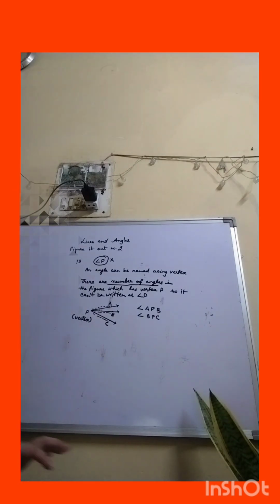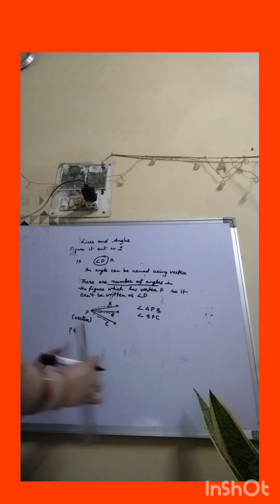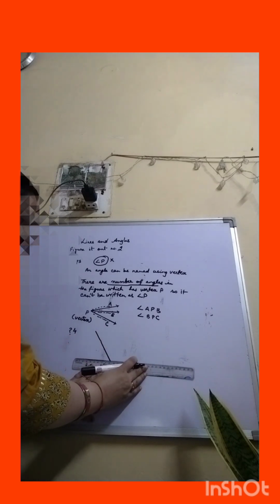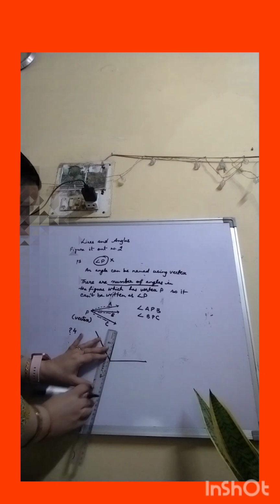Now suppose, okay, so moving on to next question. Name the angles marked in the figure. So now you have to name the angles marked in the figure. Now you can see how they have marked the angle. This I have already told you, how to mark an angle.